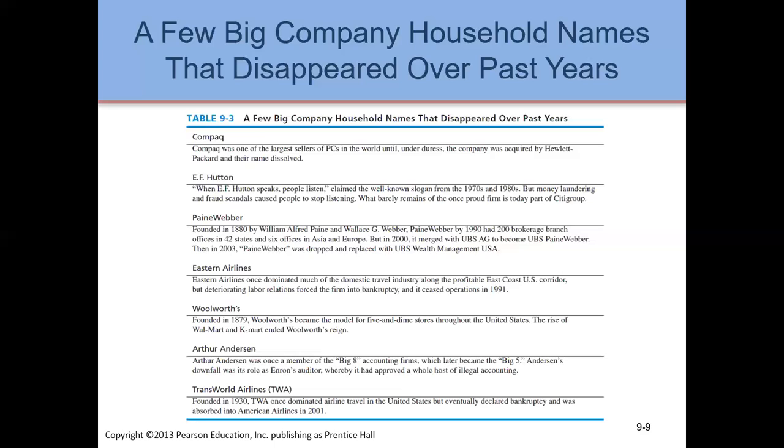Same thing happened with Eastern Airlines, Woolworths, Arthur Andersen, and Transworld Airline. So there can be many other stories as well, but they're all stories of the past now.